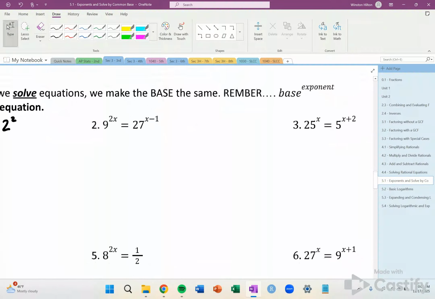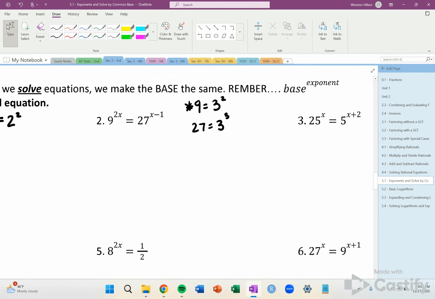Example number 2, same idea. Here we have 9 to the power of 2x equals 27 to the power of x minus 1. Those do not have the same base, but we can make them have the same base because we know that 9 is the same thing as 3 squared, and 27 is the same thing as 3 cubed. So we can rewrite the 9 as 3 squared to the power of 2x, and 27 as 3 cubed to the power of x minus 1.